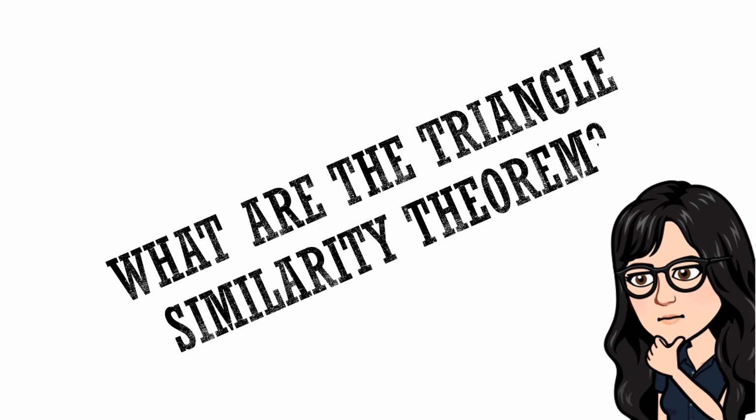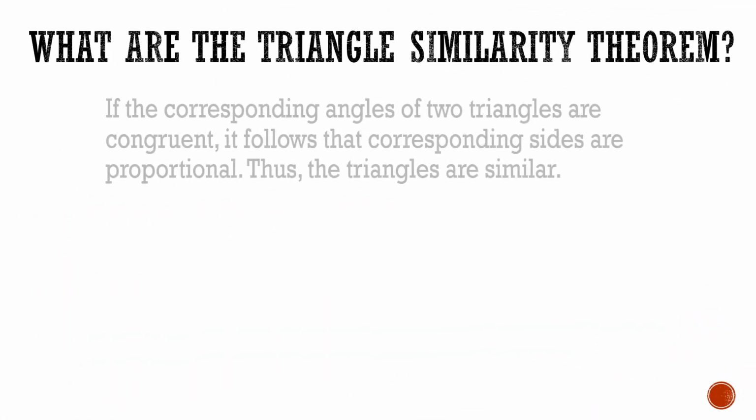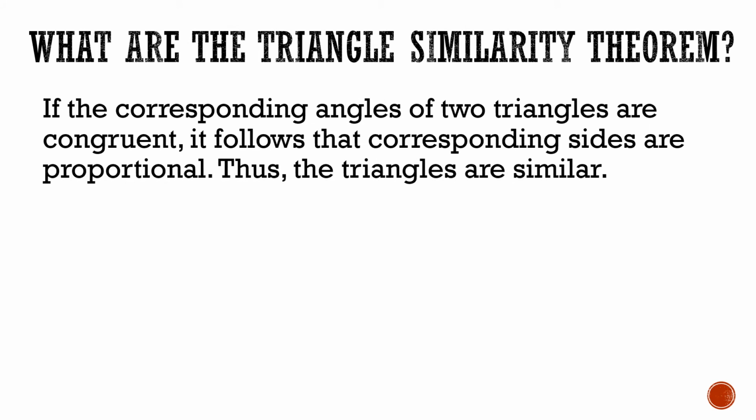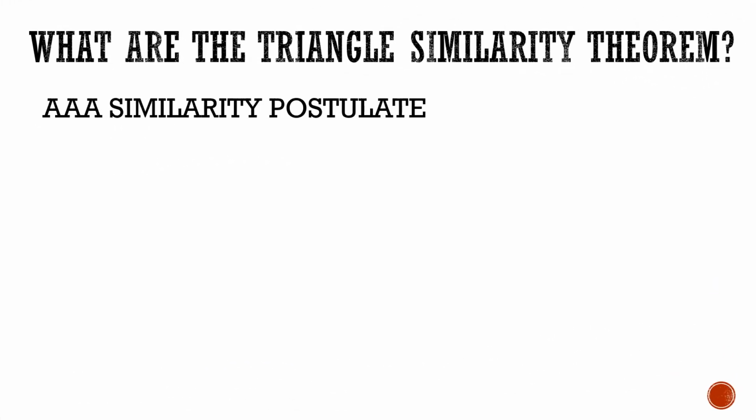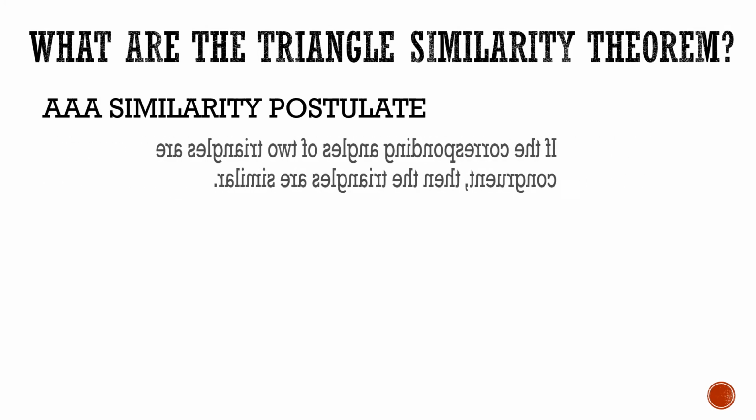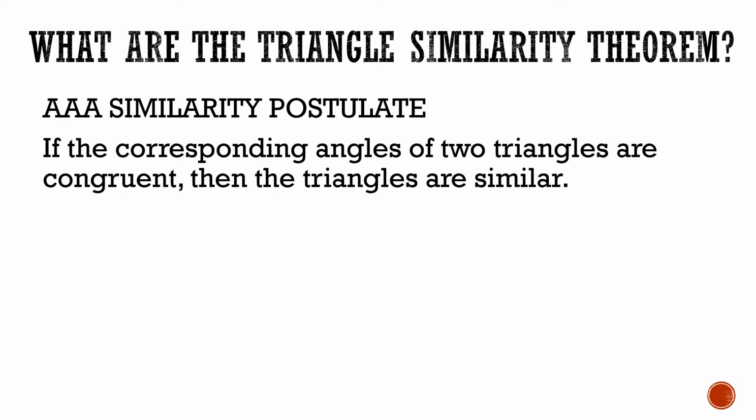What are the triangle similarity theorems? If the corresponding angles of two triangles are congruent, it follows that the corresponding sides are proportional, thus the triangles are similar. AAA similarity postulate: if the corresponding angles of two triangles are congruent, then the triangles are similar.